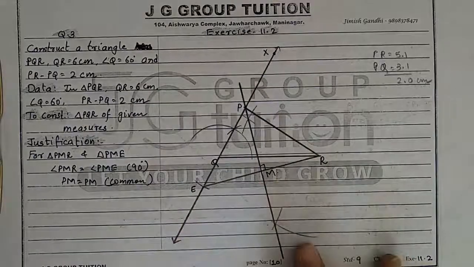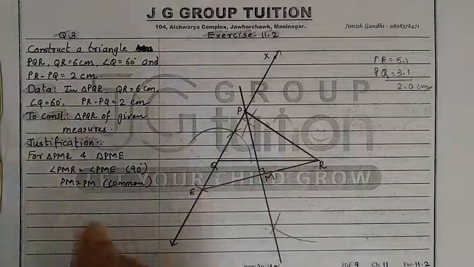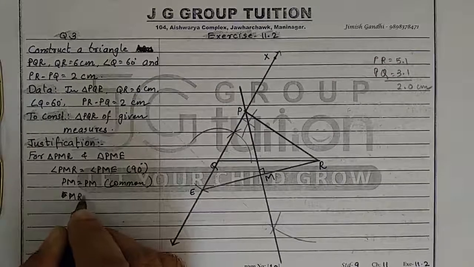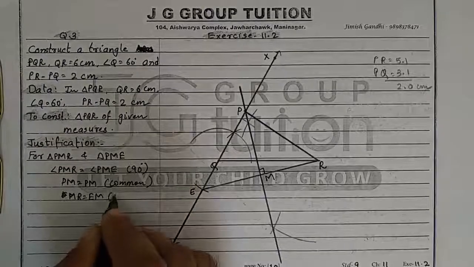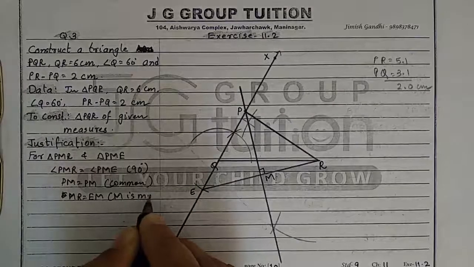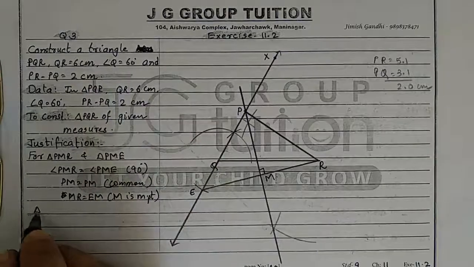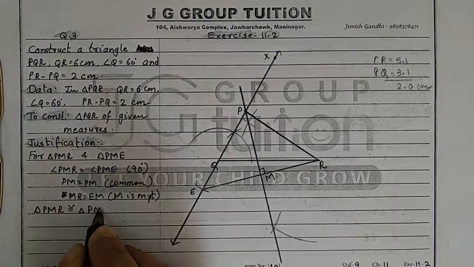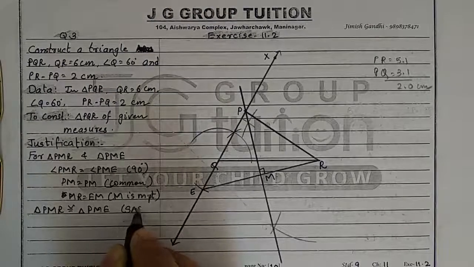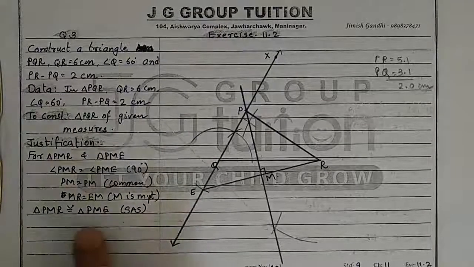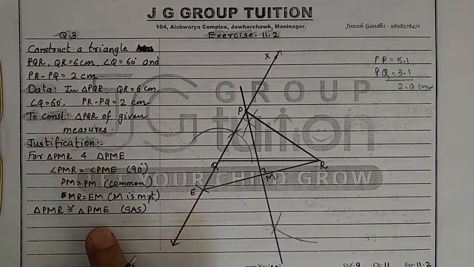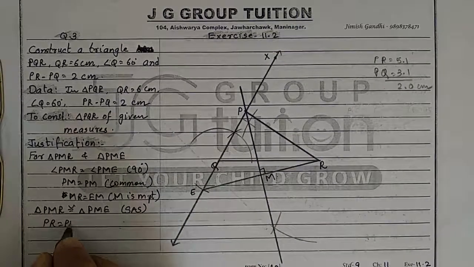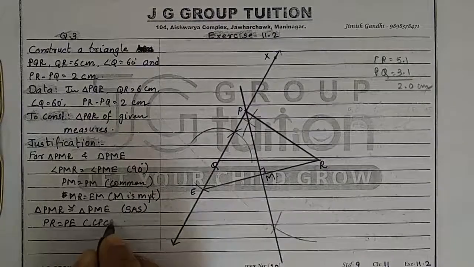As it is a perpendicular bisector, EM is the same as MR because M is the midpoint. So both the triangles, PMR and PME, are congruent by using side angle side. As both the triangles are congruent, we can say that the corresponding sides are also equal. That means PR equals PE. This we have written using CPCT.